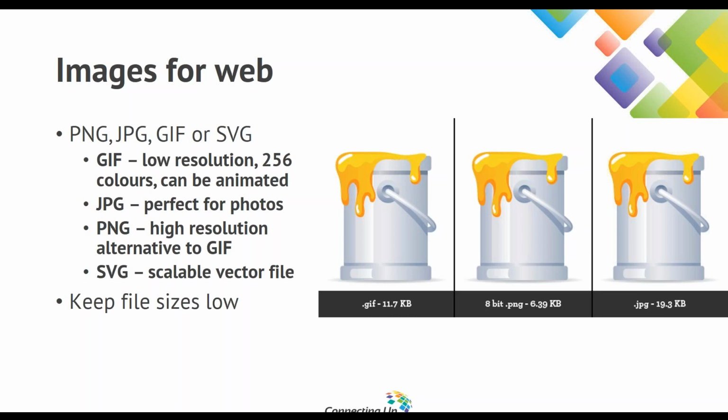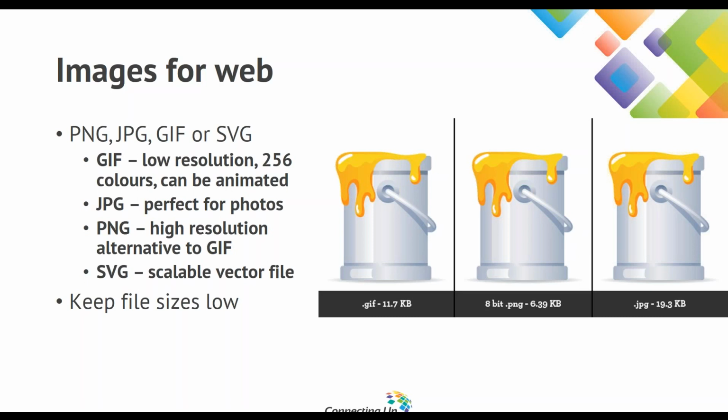So in terms of a GIF, it's a low resolution image format. It can only display 256 colors, but it can be animated, which is a slight benefit for us there. In terms of JPEGs, they're perfect for photos. They're a higher resolution image format, but the side effect is they're bigger.